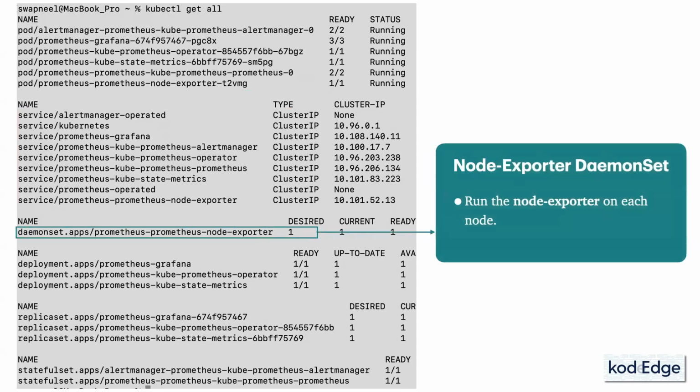Next is a daemon set. Let's first understand what a daemon set is. In a Kubernetes cluster, a daemon set ensures that a copy of a specific pod runs on every node in the cluster. So this Prometheus node exporter daemon set is responsible for running the node exporter on every node in the Kubernetes cluster. This node exporter exposes the machine level metrics in a format that Prometheus can scrape.